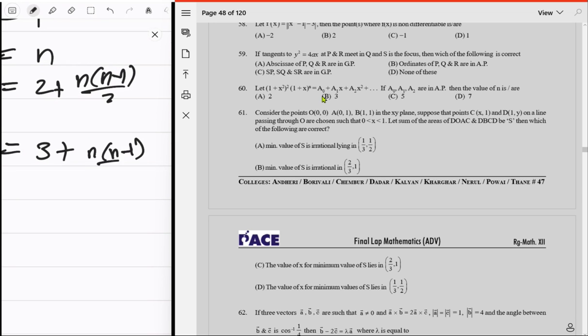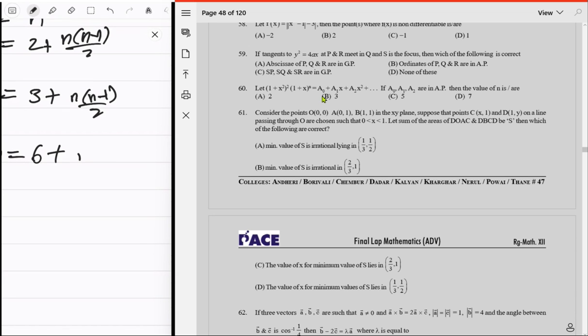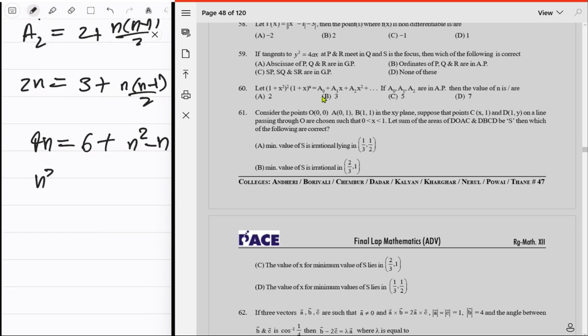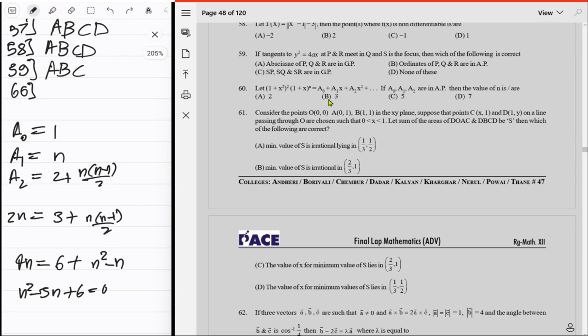Cool. So 2n is equal to 3 plus n times of n minus 1 upon 2, which means 4n is equal to 6 plus n square minus n, which means like n square minus 5n plus 6 is equal to 0, मतलब n is equal to 2 or 3. So n can be 2 or it can be 3. अगर n 2 रहा, yeah, it works in both cases. So A and B is correct. यहाँ पे C2 आ रहा है, C3 वगैरह कुछ आया नहीं, so it can be 3 and 2. So A and B.